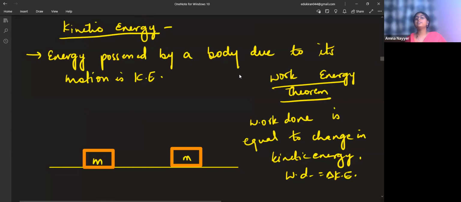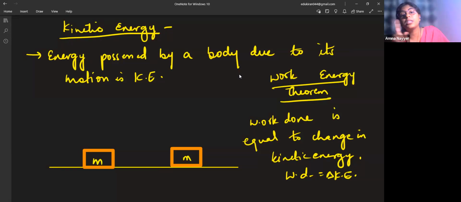Now, kinetic energy is what? Whenever there is a change in the rest state of the body, that is, from rest, the body commences motion. Now the energy that is being possessed means what? The work done that is occurring gets stored in the form of energy, and that energy is known as kinetic energy.